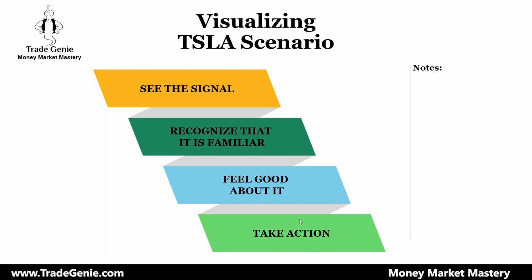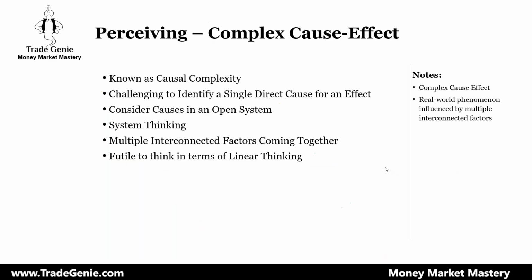So there's a process, there's a mental state in taking action. So he takes that action. What mental state? Think about it. What kind of mental state do you have when you are pushing that buy button or sell button? What kind of mental state do you have, and why do you have that mental state? So think about that. Now, I was telling you about the complex cause and effect.